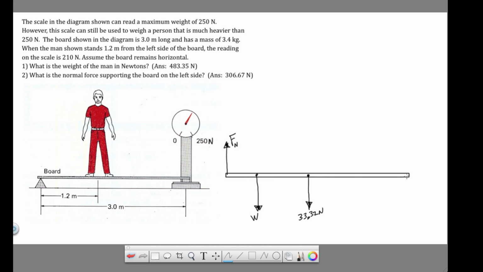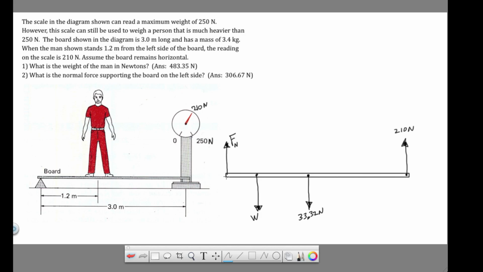And then over here on the right side, the board is resting on the scale, and that also is a normal force. This scale is just a surface, but we're told that the reading of the scale is 210 newtons. So this right here would be 210. The reading on the scale is 210. So that's what this force is. This normal force is 210 newtons. The board is pushing down on the scale with a force of 210 newtons, so the scale pushes back with a force of 210 newtons.